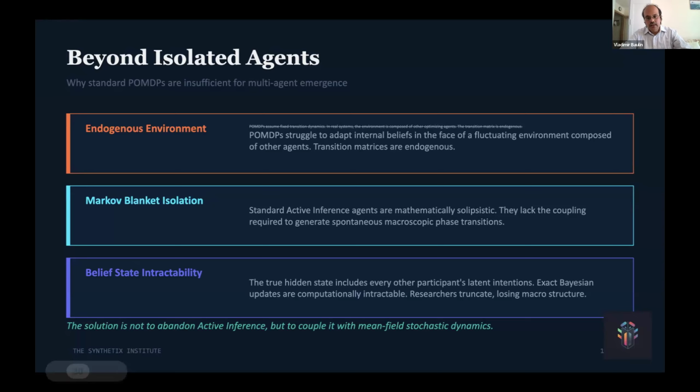And that's what we can see, that POMDPs struggle to adapt internal beliefs in the face of a fluctuating environment. If you have chaotic behavior or phase transitions, it may struggle to do this. It can do it to some purpose, but because of these fundamental limitations, it may not capture it. What I say is not my discoveries, it comes from this machine. We are just exploring the limitations of what it can do, what it may not do.